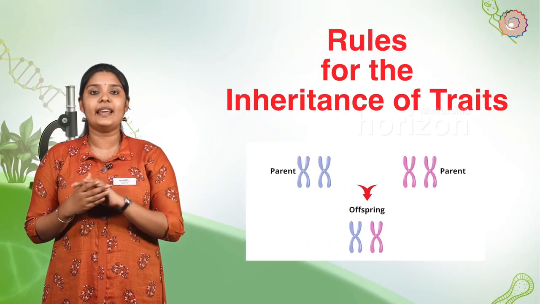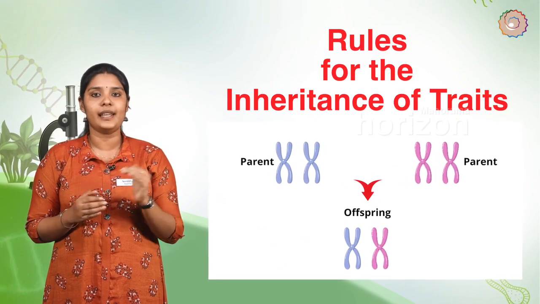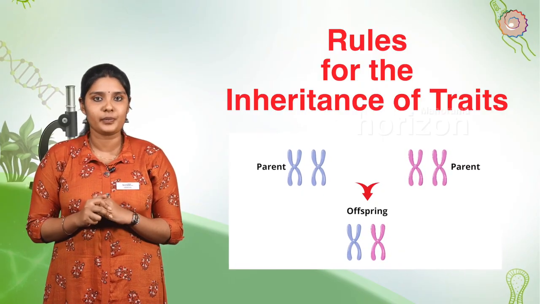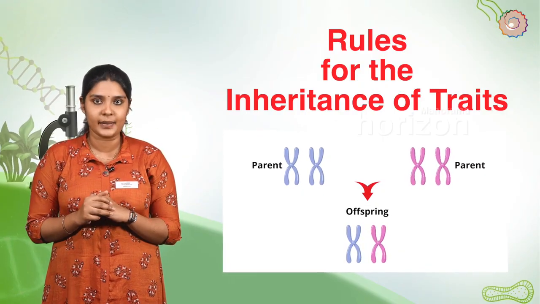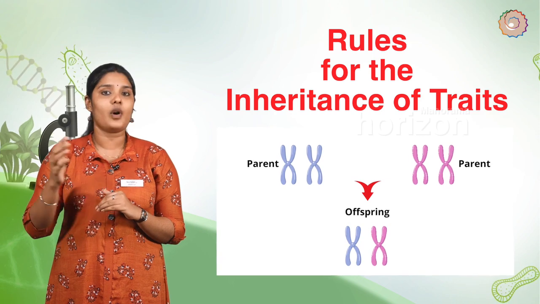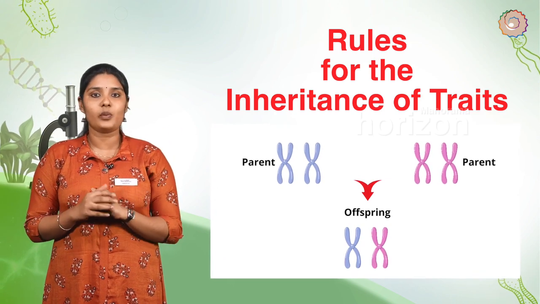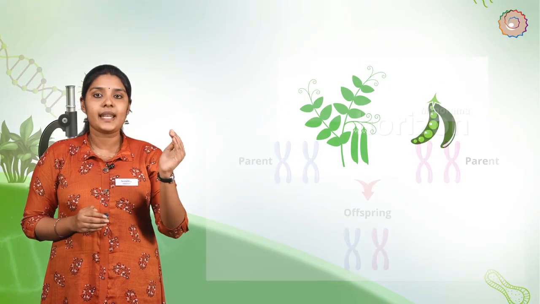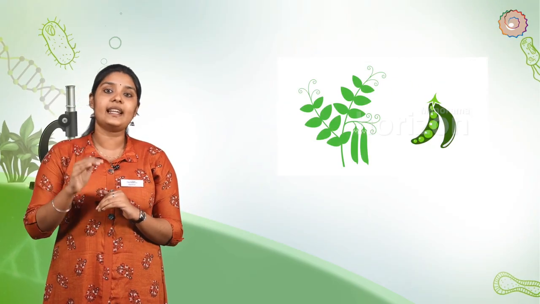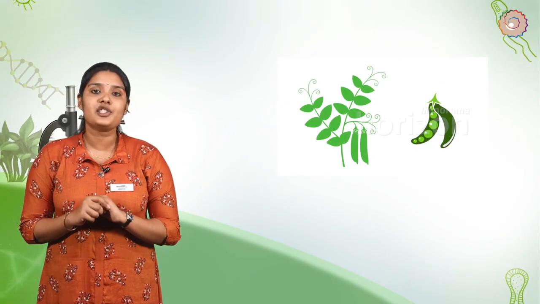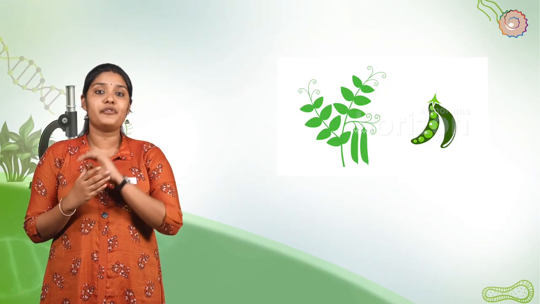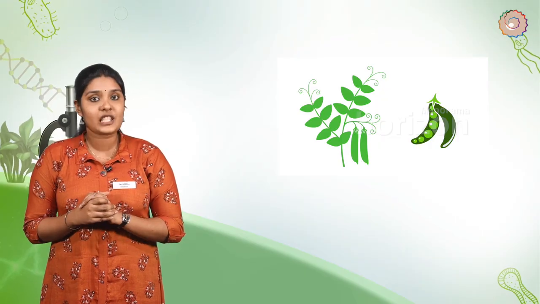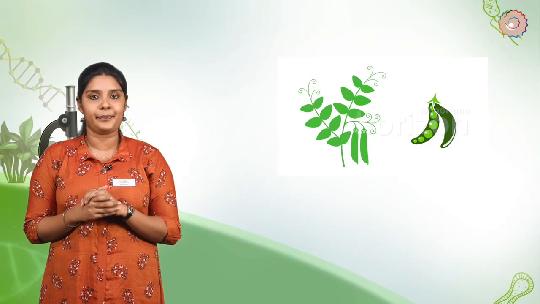Rules for the inheritance of traits. The rules for inheritance of traits in human beings are related to the fact that both mother and father contribute an equal amount of genetic material, that is DNA, to offspring. So an offspring will get two versions of that trait from the two parents. Mendel worked out rules for inheritance of these traits. Gregor Johann Mendel is regarded as the father of genetics. He worked out the first ever scientific experimental study on heredity.